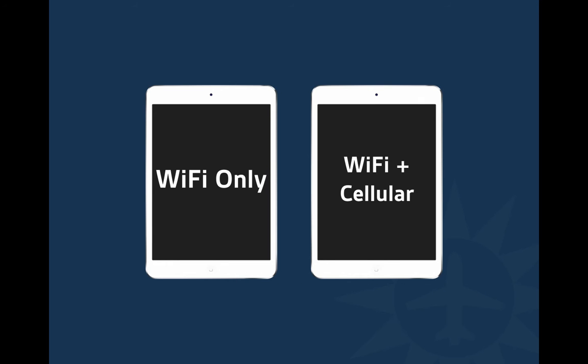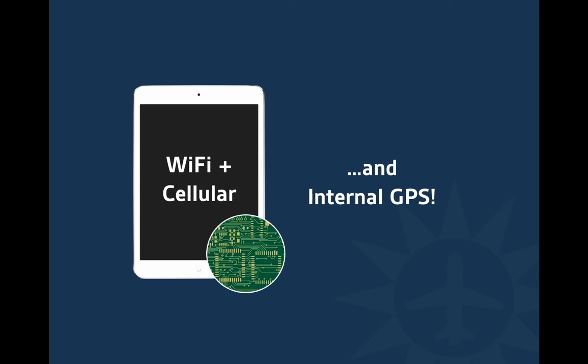Each iPad is also sold in a Wi-Fi only and a Wi-Fi and cellular version. There are cost savings associated with the Wi-Fi only version. However, we strongly recommend buying the Wi-Fi and cellular version of an iPad, because the Wi-Fi and cellular versions of the iPad have the GPS chip already included in them. That GPS is very strong and capable, very accurate, and you will not need to buy an external GPS source for your flying.